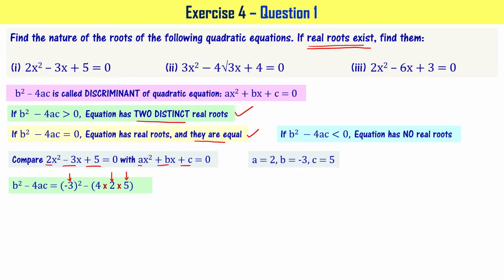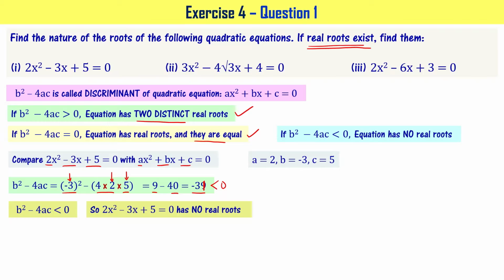Now, you can simplify this further and say that minus 3 whole square is 9, and 4 times 2 is 8, 8 times 5 is 40. So what you have is 9 minus 40, that is equal to minus 31, right? So minus 31 is smaller than 0, that is less than 0. That's why we say b square minus 4ac is less than 0. So the equation 2x square minus 3x plus 5 equal to 0 has no real roots.